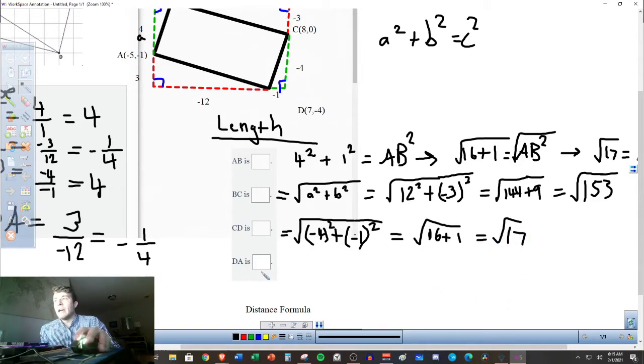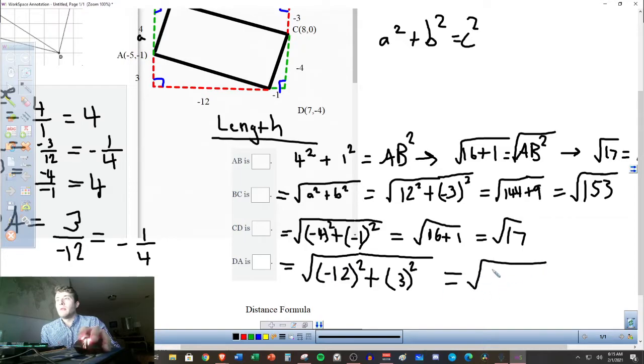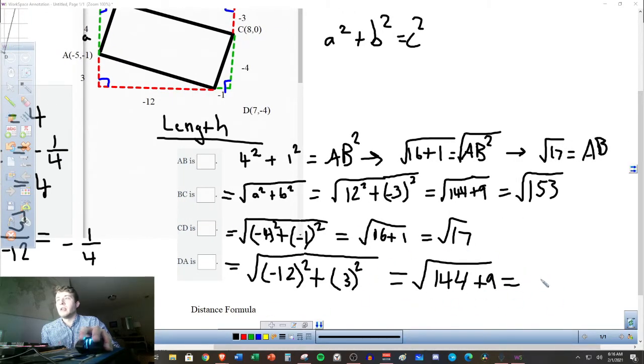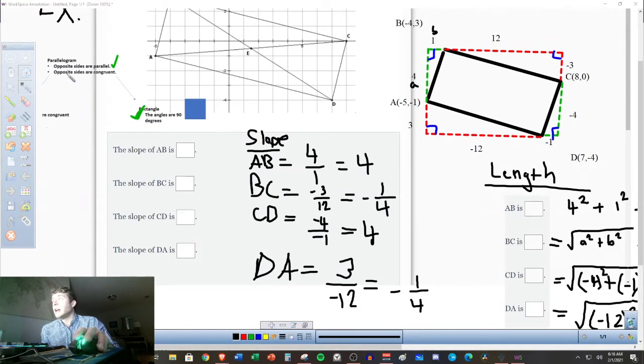Okay? And then finally, we do the last one, which is negative 12 squared plus 3 squared. There. And so we get 144 plus 9, which is going to equal square root 153. And so now you're noticing that we have AB and CD, they are congruent. BC and DA are congruent. And that's exactly what we wanted to show. We wanted to show that opposite sides are congruent.